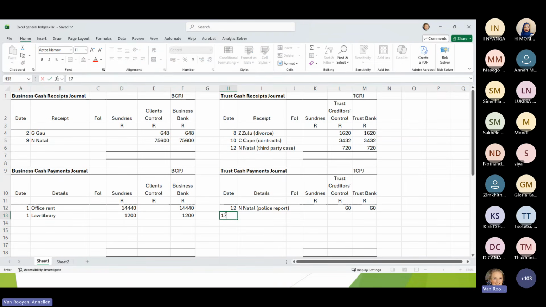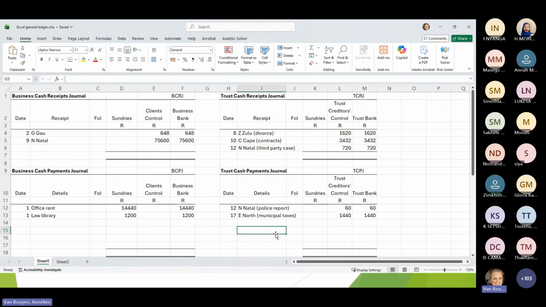We have eNorth. We can say municipal taxes, and the amount is 1440. Okay.